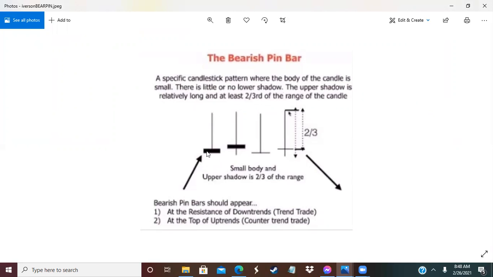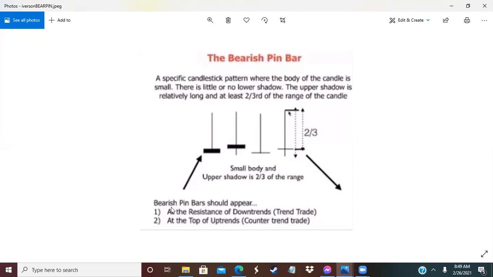Little to no lower shadow or lower wick, and then very long, 2 to 3 times the length of the body, the upper wick is. Okay, so that's it represented here, here, here, and here. Okay, these are all bearish pin bars. I prefer to see them this way. Okay, but these are all bearish pin bars. I just like it when there's like some body to the candle. But yeah, they're all bearish pin bars.